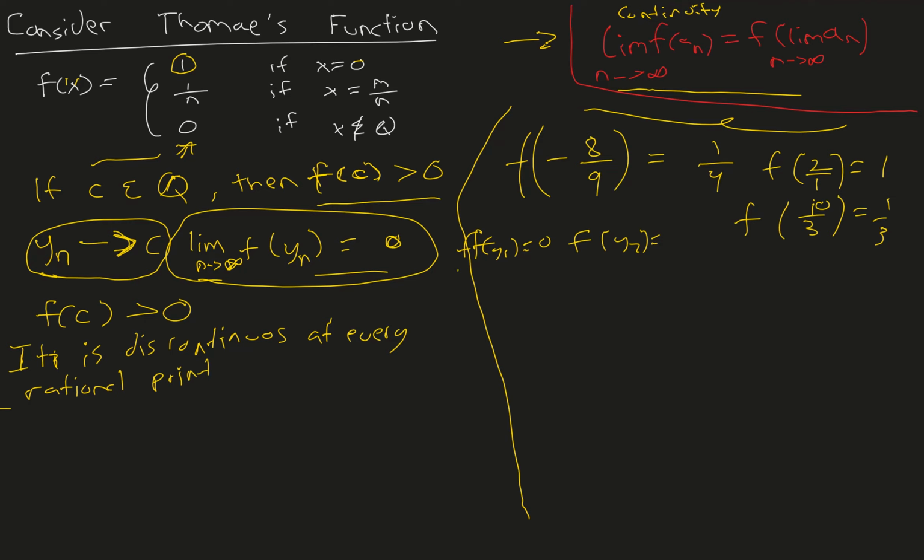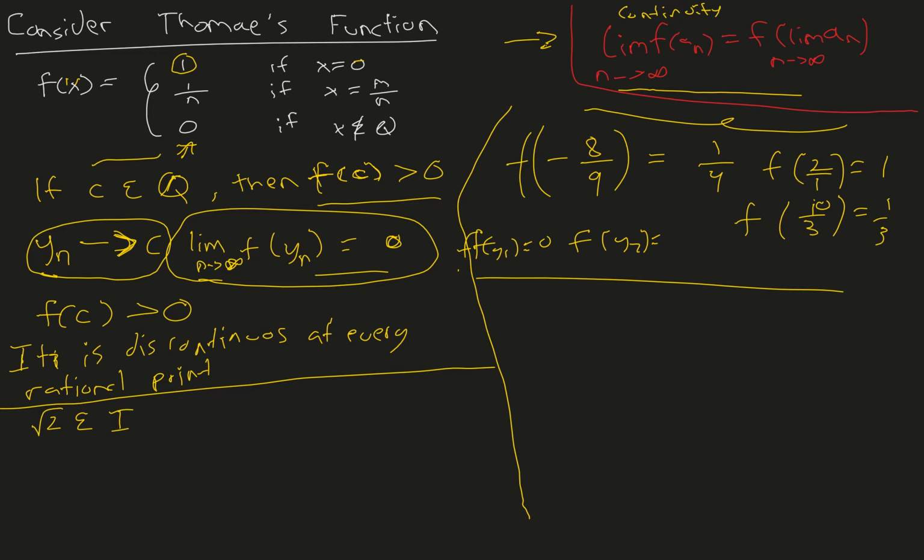Now let's prove that it is continuous at every irrational point. Just like before, let's choose the irrational number root 2. Right, root 2 is an irrational number. Because the rationals are also dense in the real numbers, we can find a sequence of rationals that converges to root 2, and that's a pretty easy one to find.